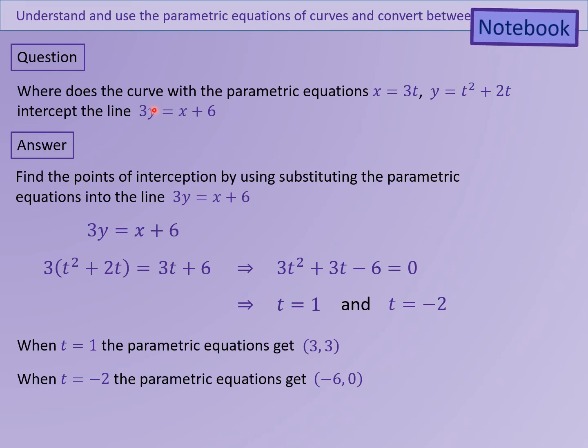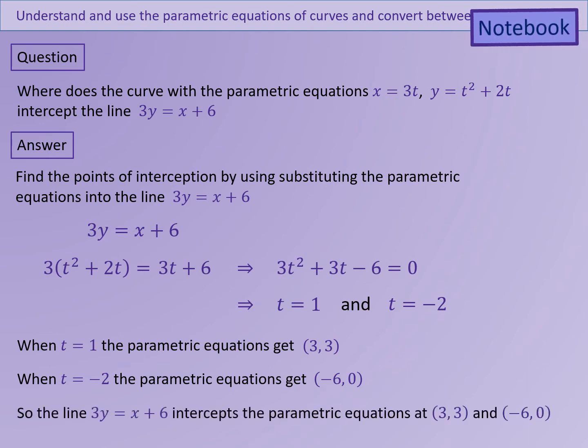And a quick check, is it true? Well, 3 times 3 is 9. 3 plus 6 is 9. Definitely correct. 0 and minus 6. So 3 times 0 is 0. Minus 6 plus 6 is also 0. Big tick, also correct. Okay, so just to write the answer down at the bottom.